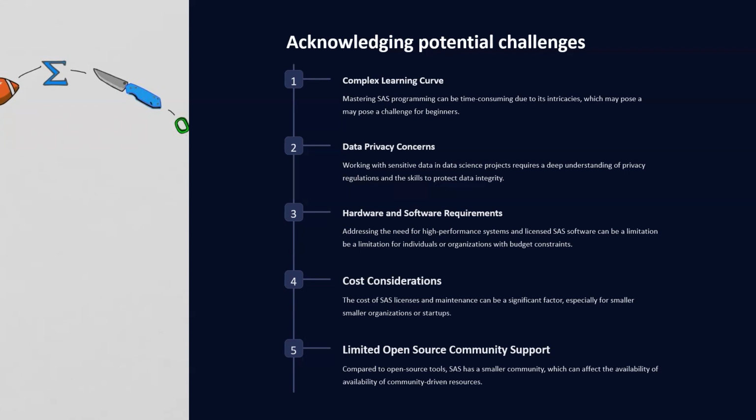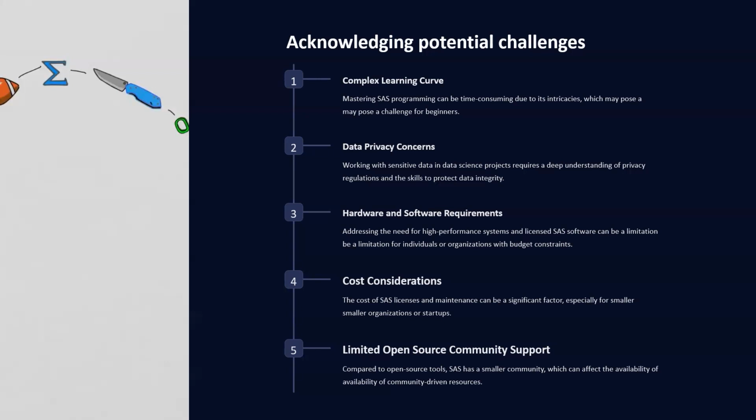Limited open source community support. Compared to open source tools, SAS has a small community, which can affect the availability of community-driven resources. The challenge it poses here is that SAS has a small open source community compared to some popular open source tools, which means the community driven support and collaborative problem solving opportunities are very limited. The impact it could have is that users relying on community support may face challenges in finding solutions to specific issues they may face. Availability of tutorials, user contributed scripts, and a supportive community can significantly impact the user experience and troubleshooting capabilities.